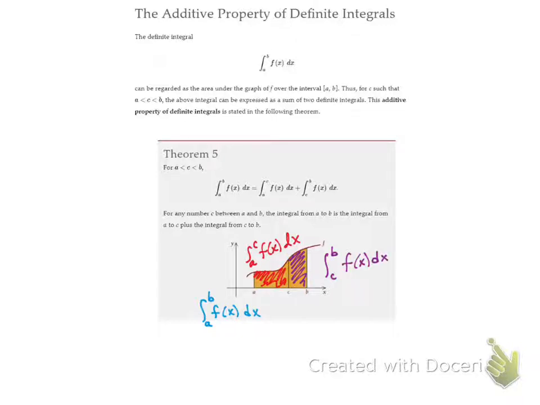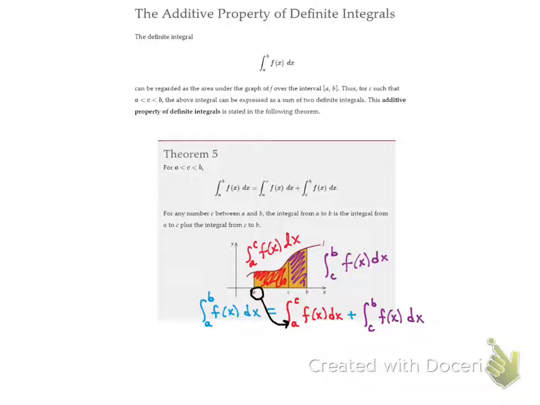So what this theorem says is that I can add those two areas together and it'll give me the total area from a to b. So what it tells us is we can break up the total area into two pieces, or three pieces, or really as many pieces as we want to, as long as we're still covering the entire interval. And notice I start at a, so that's my starting point here.